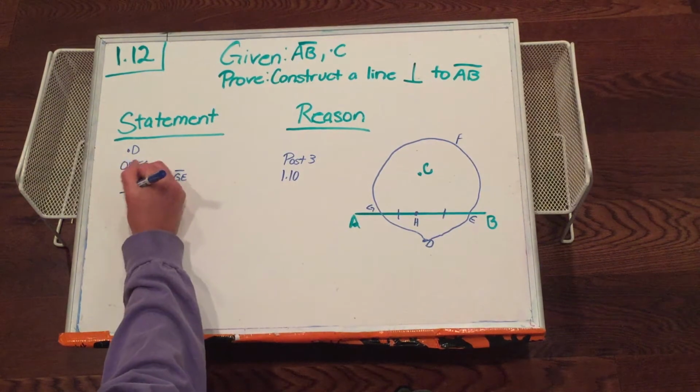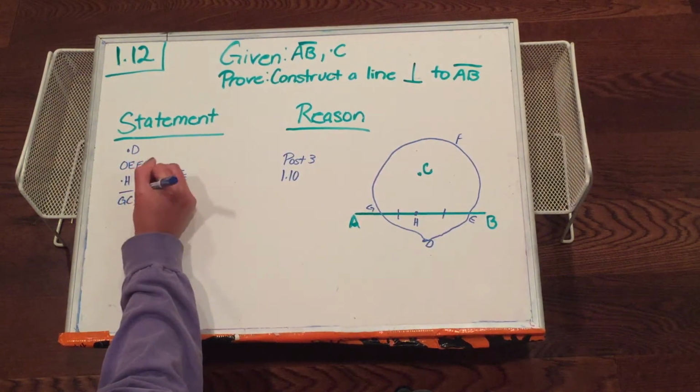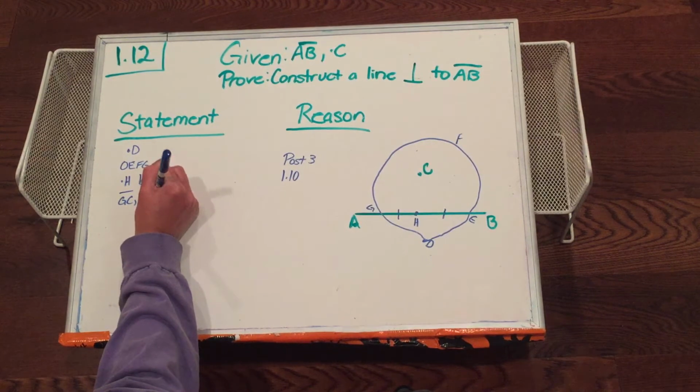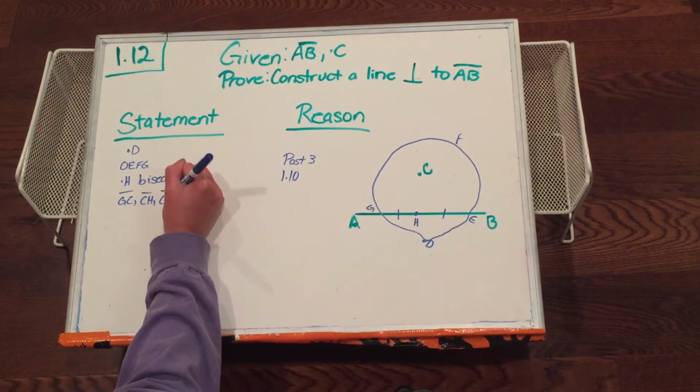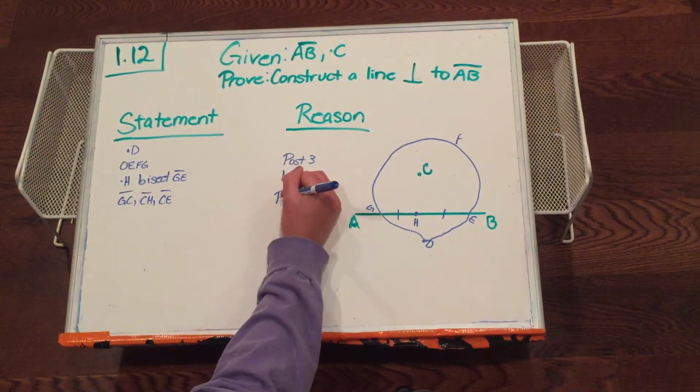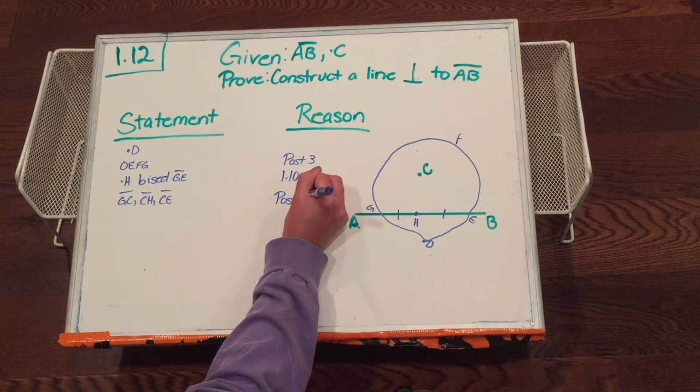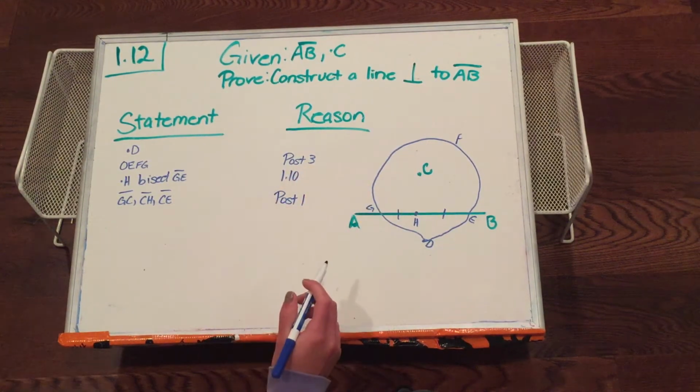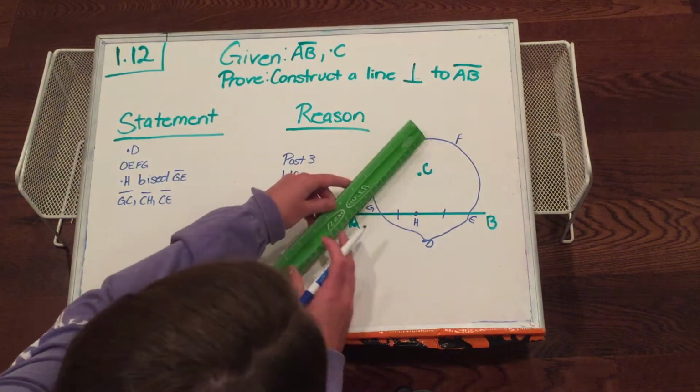After that, we would construct the lines GC, CH, and CE because of Postulate 1, which says that with two given points, you can connect those two points to create a line.